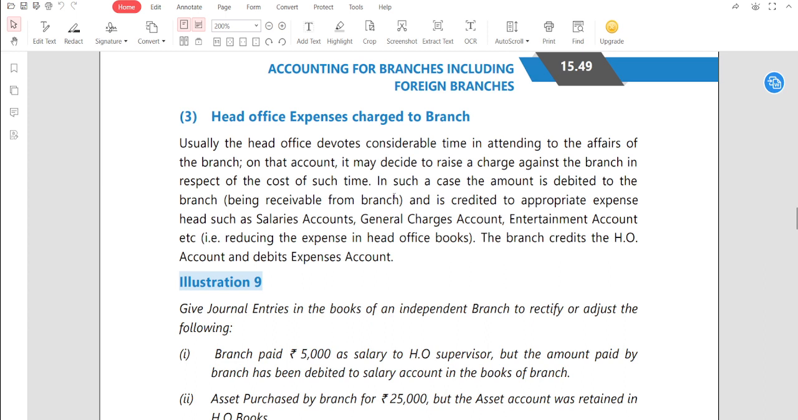Now just go through it once, because HO does a lot of work. Just try to understand. HO gives a lot of time with respect to the affairs of the branch, and in that case, it may decide to raise a charge against the branch in respect of the cost of such time. That's why in such a case, the amount is debited to the branch, being receivable from branch, and is credited to the appropriate expense heads such as salaries account. So when the HO charges the expenses to the branch, then the branch credits the HO account and debits the expense account. That's what happens.